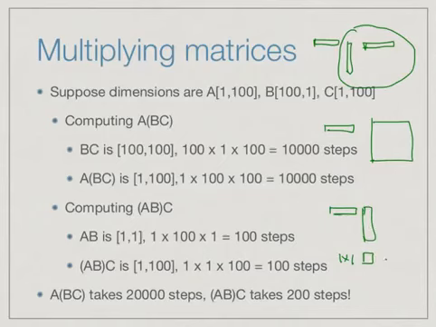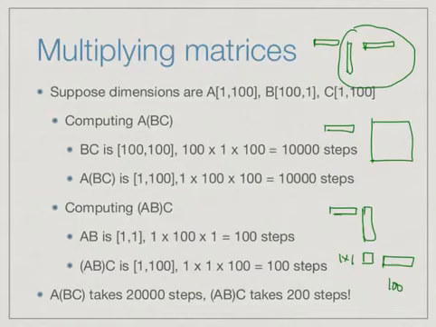Now I have this one entry, and again I have to multiply it by C, and for each of the columns in this, I will get one entry, so that will take me 100 steps. So I take 100 steps to collapse A times B into a single cell, and another 100 steps after that to compute that product with C. So instead of 20,000 steps, I've done only 200 steps.